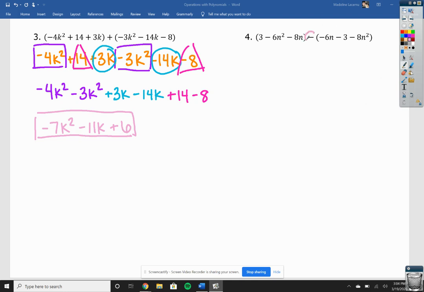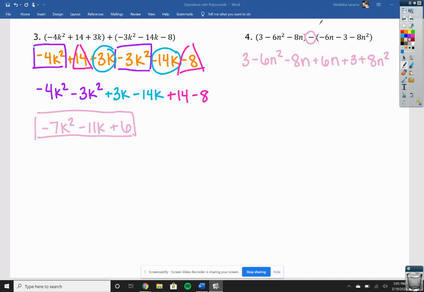The next one, we have this negative subtraction sign in between. That means we need to change all of these signs. So it's going to be 3 minus 6n squared minus 8n. Those will not change. Only the ones after the subtraction sign, that's where we distribute, and those have to change. So this negative 6n turns into a positive 6n. Negative 3 turns into a positive 3. Negative 8n squared turns into a positive 8n squared.